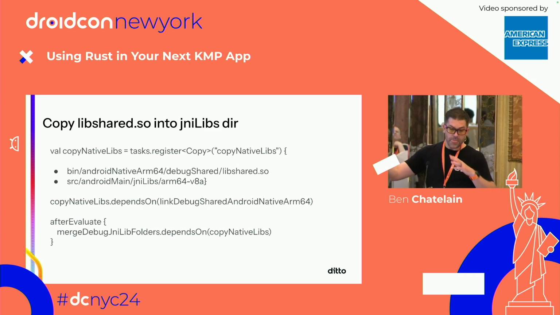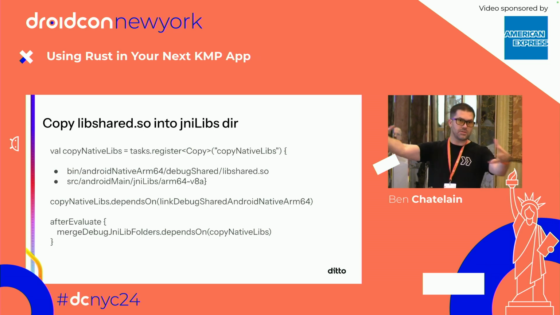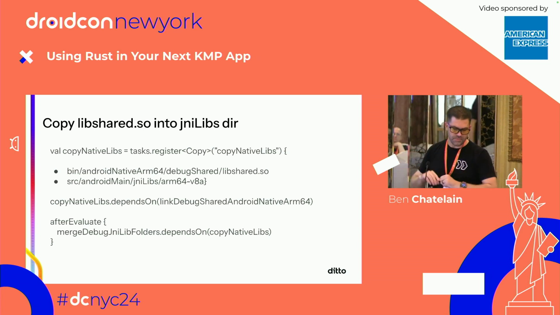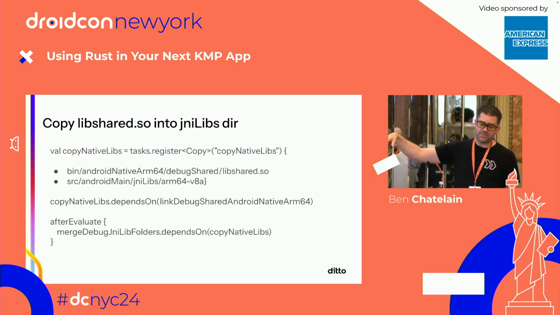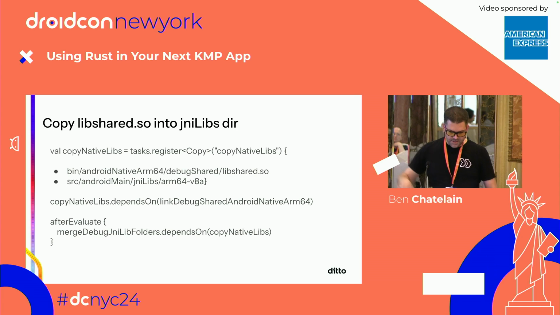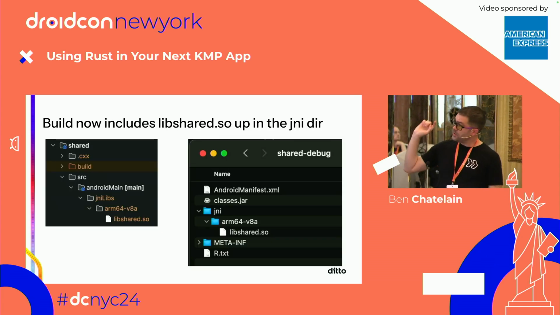So it's a very special directory that will magically just copy it there. So all we need to do is make sure that our library has been linked, then we'll copy it there, and then we set that the merge debug JNI lib folders task, which is what's going to actually grab this and put it in the package, depends on our thing. But that has to be in an after evaluate phase because that task isn't defined initially. But that's enough. If you notice on the left side, as soon as you build, it will drop it in the source tree under JNI libs in the architecture.